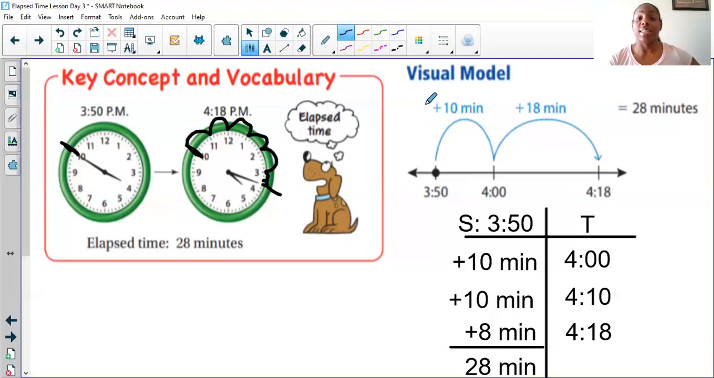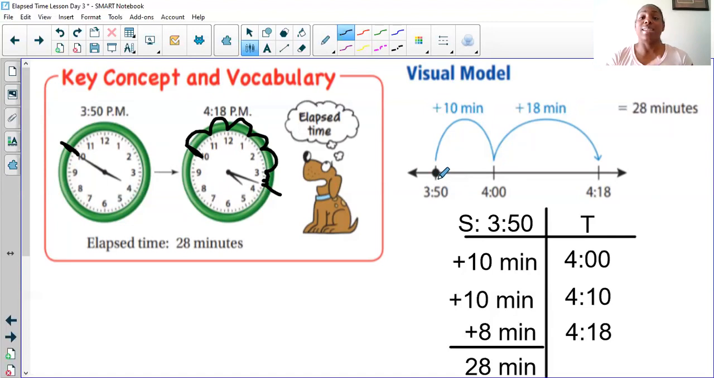Now, in class, I've shown you the visual model with the number line. And if we take a look, they've jumped 10 minutes, so plus 10 minutes to get to that 4 o'clock hour. And I always think it's important, if you're near going to the next hour, always stop at that o'clock hour and then try to move on. And we'll be practicing that throughout this lesson.